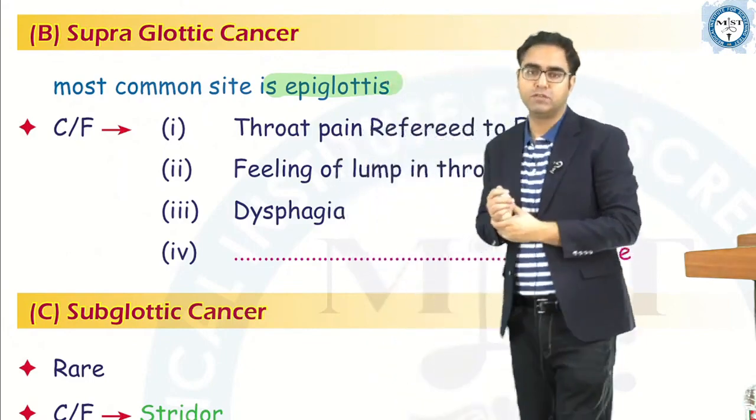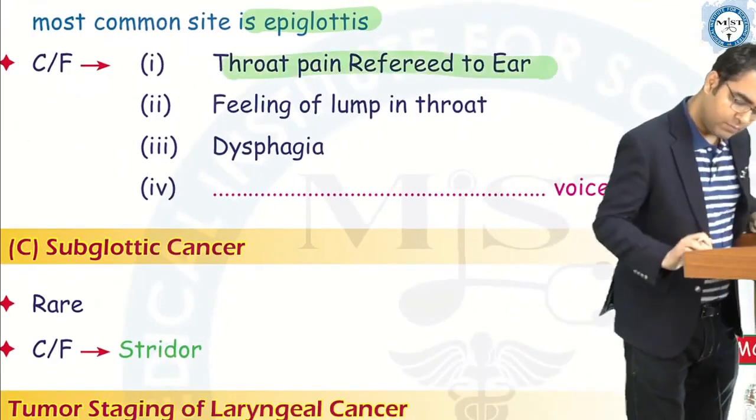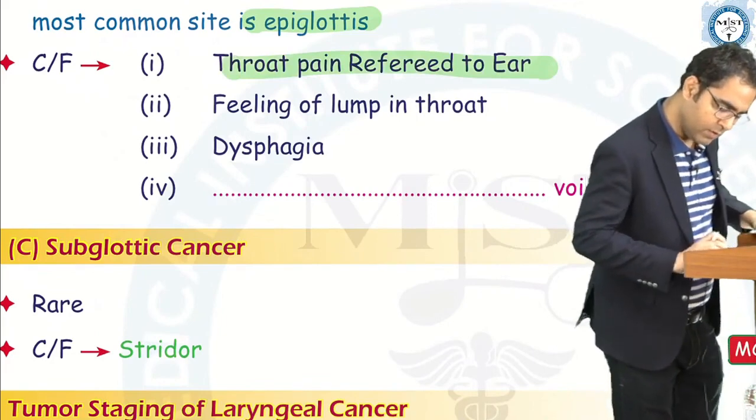Clinical features. Number 1, throat pain referred to the ear, beta.